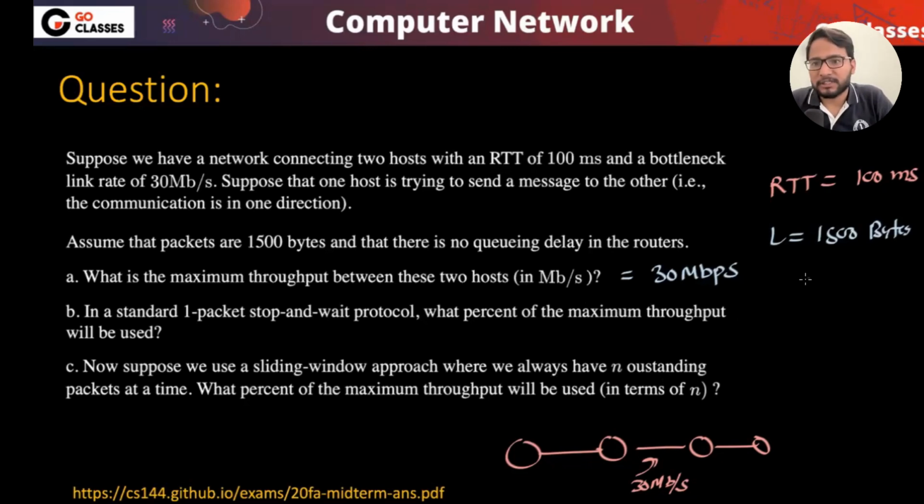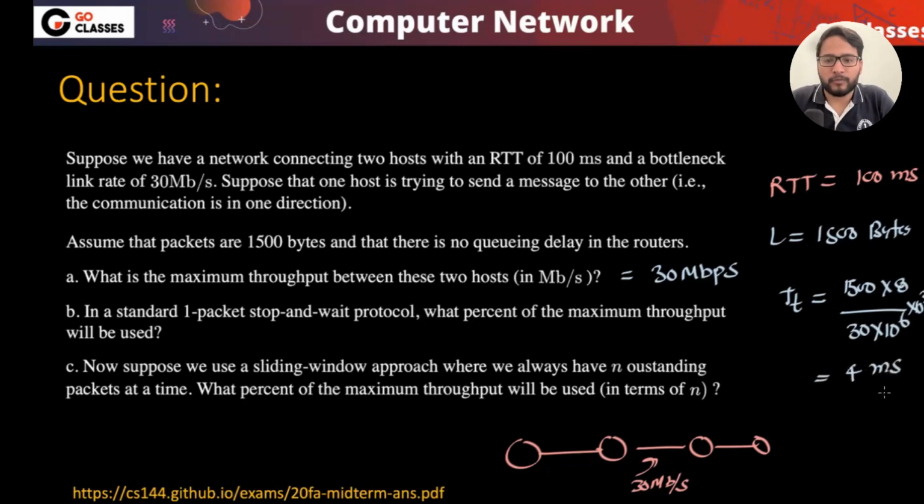So let's just find out the transmission time here. What is the transmission time? This is 1500 bytes, and in bits it will be like this. Then this many bits divided by the bandwidth that you can use, which is 30 megabits per second. If it is in mega, multiply by 10 to the power 6. So ultimately this is in seconds. Now if you want, you can convert that to milliseconds by multiplying by 10 to the power 3, and it will come out to be 4 milliseconds. So the transmission time is 4 milliseconds.